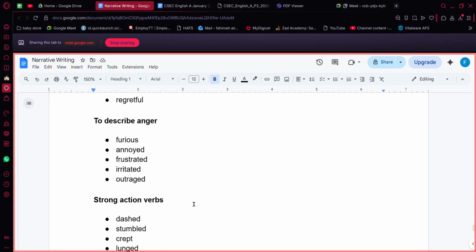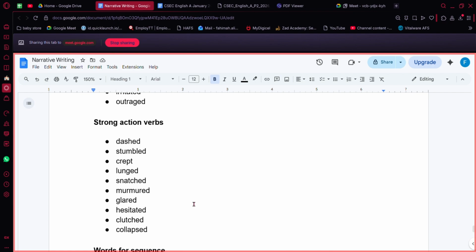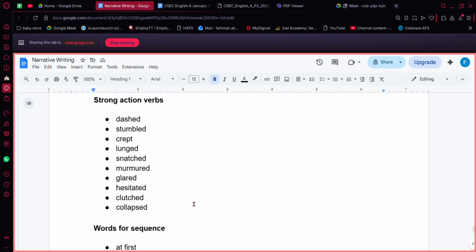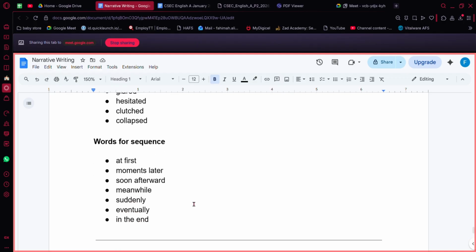Strong action verbs. So she dashed around the corner. She snatched the bag from the man's hand. She hesitated before stepping into the kitchen. He collapsed, grasping his heart. So use action verbs. Words for sequencing. At first I was unsure of what to do, and suddenly the man came out of nowhere. In the end, I realized everything was fine. So use words to show sequence in your story.